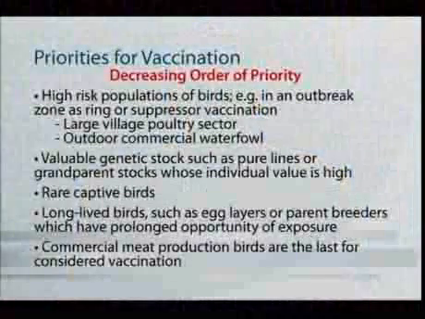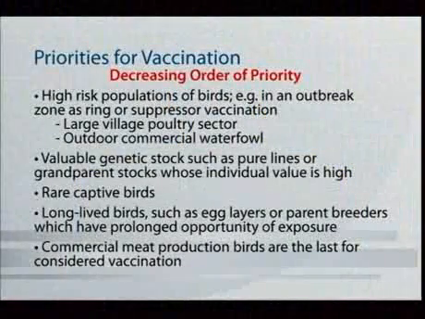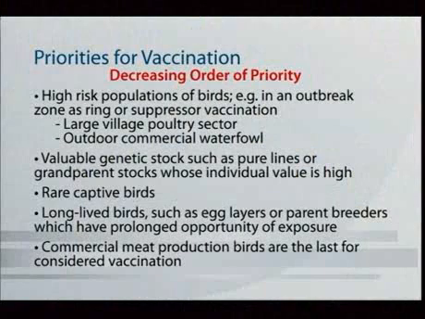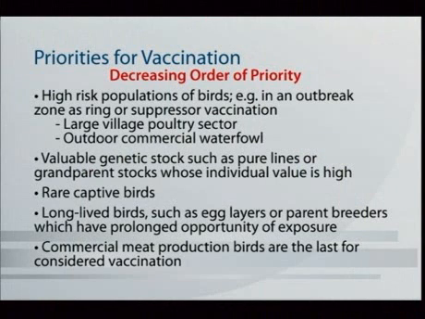And there should be a priority level determined as part of the goal of vaccination of where and when to use that vaccine. For example, high-risk populations of birds would be the first that should be vaccinated. In this case, in an outbreak zone, either as a ring or suppressor vaccination should be considered. If the country has a large village poultry sector that has infection, in this case, vaccination may be of benefit in reducing susceptibility to other birds within that population.